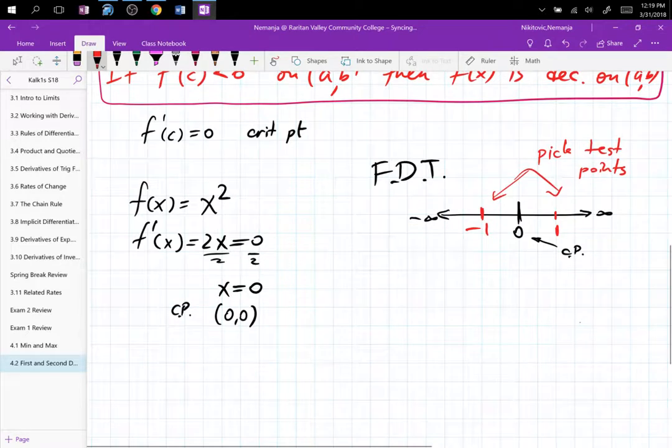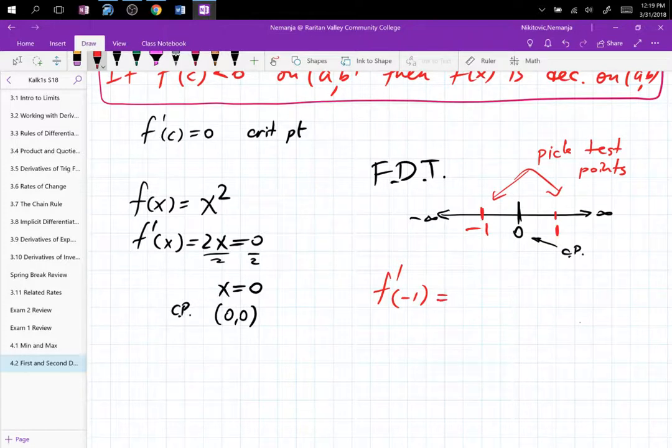So here's the first derivative test. I say f prime of negative 1. You see, I put the test point in the first derivative, hence first derivative test. Right? So I'm placing the test point in the first derivative, and I'm just going to compute. Now, the first derivative is 2x, so I have 2 times negative 1, and that gives me negative 2. That's less than 0.